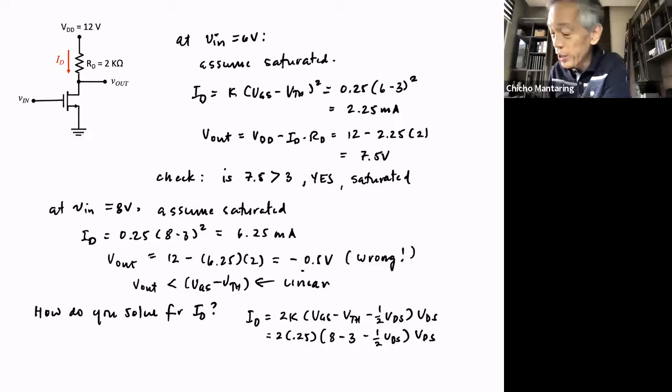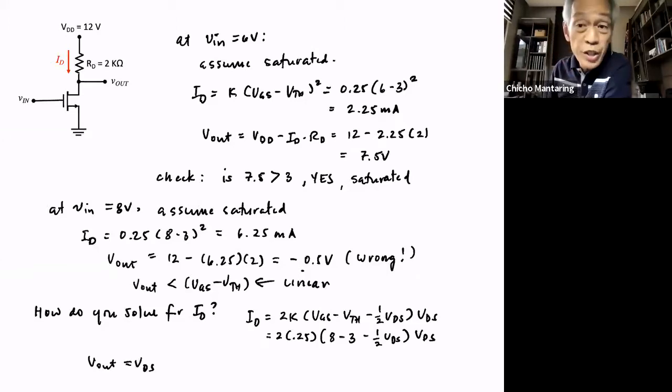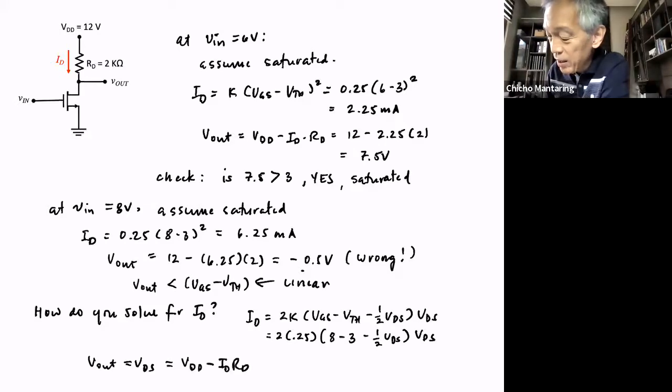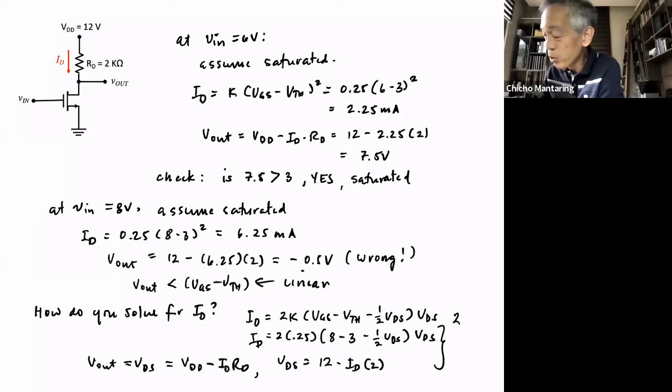What is your other equation? Your other equation is, what is V out? V out is actually VDS. V out, which is VDS, is equal to VDD minus IDRD. Or VDS is equal to 12 minus ID multiplied by 2. So here I have two equations, two unknowns.